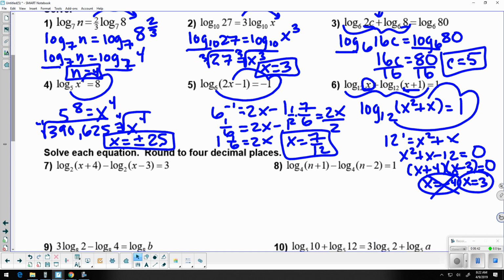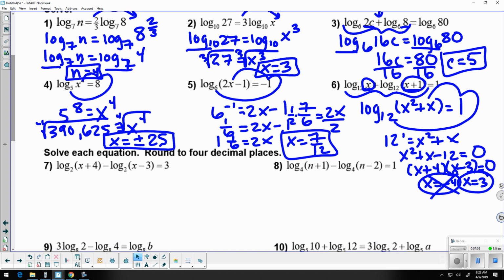And the dead giveaway, when you plug this back in, negative 4, this can never be a negative number. It is impossible. So when you plug negative 4 back in, you're going to have log base 12 of negative 4 for the first logarithm, and then log base 12 of negative 4 plus 1, which is going to be negative 3. So again, it can never, ever, ever be a negative number. That's in the definition of being a logarithm. So just make sure you check your answers.